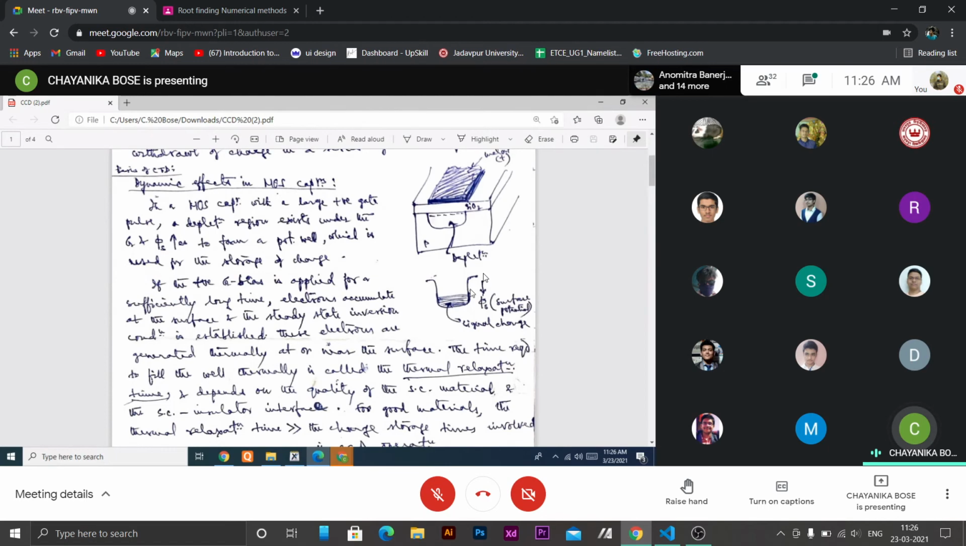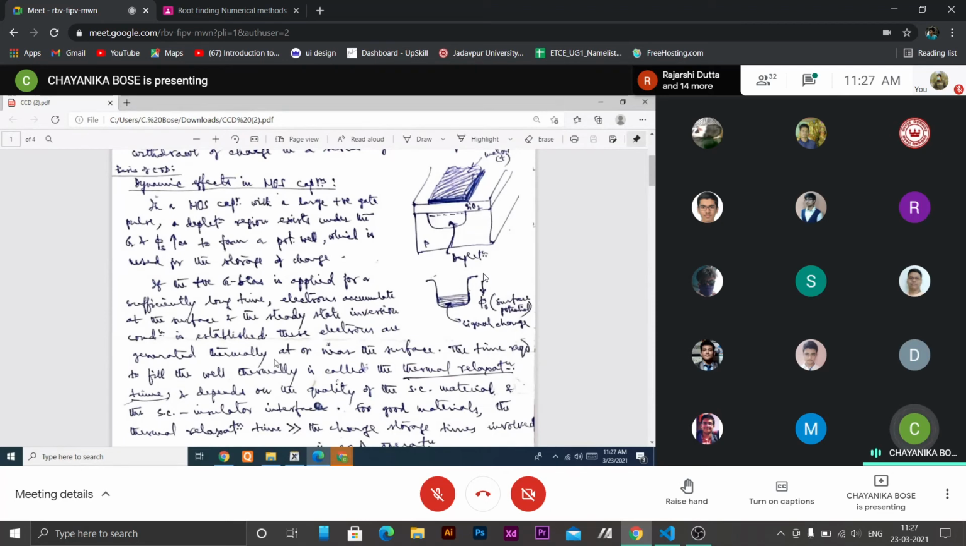Initially this well is formed due to the band bending. Now, if the positive gate bias is applied for a sufficiently long time, electrons accumulate at the surface and the steady state inversion condition is established. So thermally generated minority carriers will have to come to this region, and then the inversion layer will be created. It takes some finite time for the generation and accumulation at the surface.